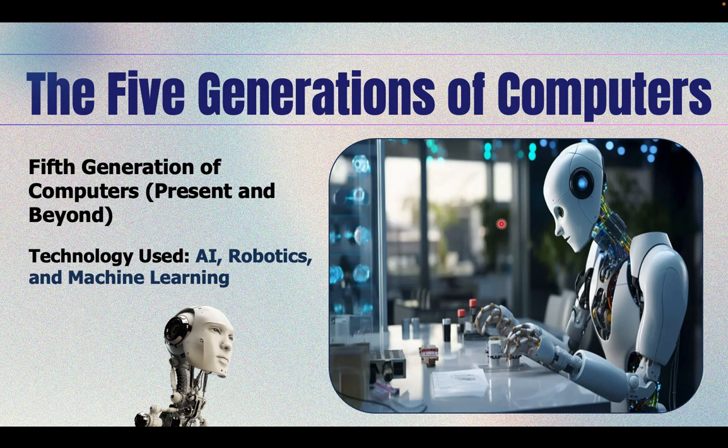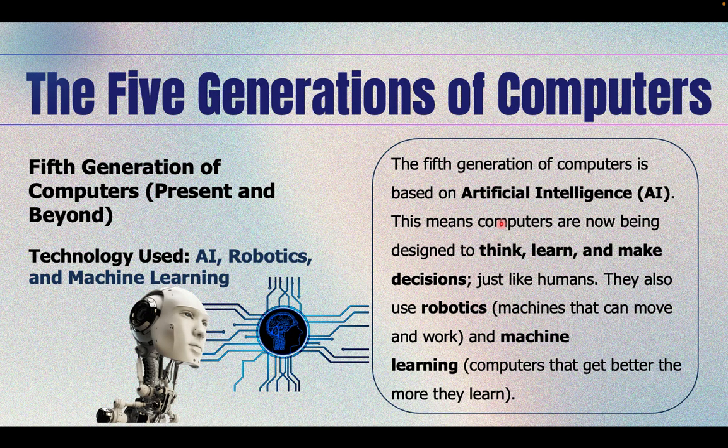Artificial intelligence. So the fifth generation of computers. It goes beyond today. It goes into the future. And the technology leveraged, we can talk about artificial intelligence, we can talk about robotics, and we can talk about machine learning. Now, the fifth generation of computers is based on artificial intelligence. That tells us that computers now are designed to think, to learn, and to make decisions, just like humans do.